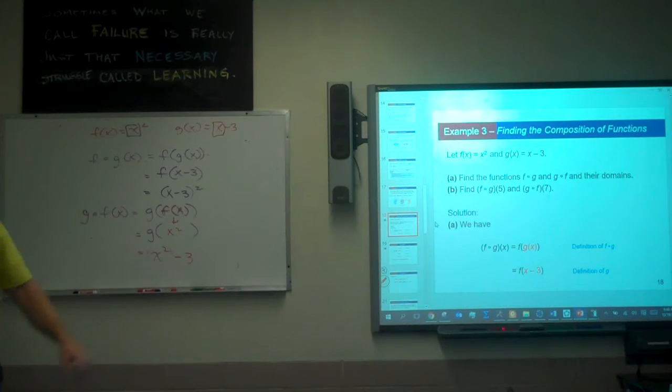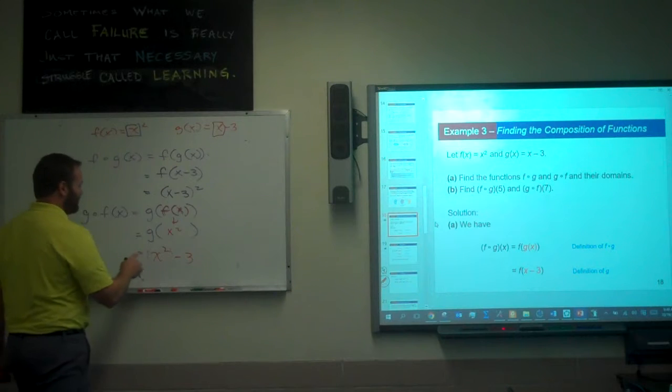Everything that is additional, adding, subtracting, multiplying, dividing, powers, roots, that are not part of what you're substituting, they need to stay. They keep saying static. That means that they're not moving, right? They have to stay put.